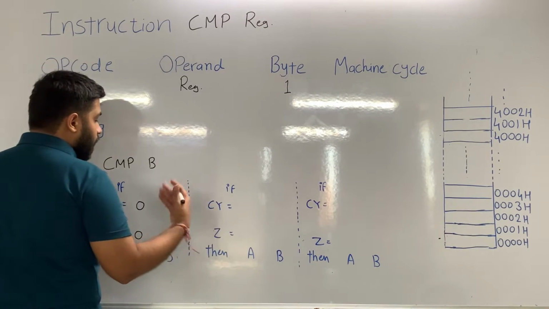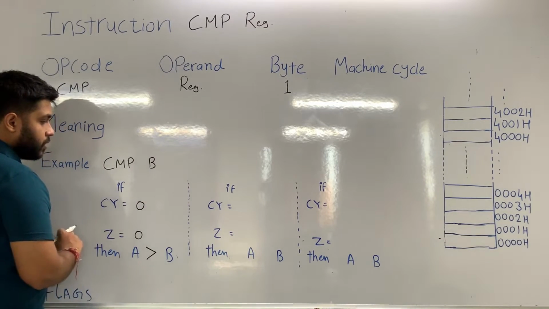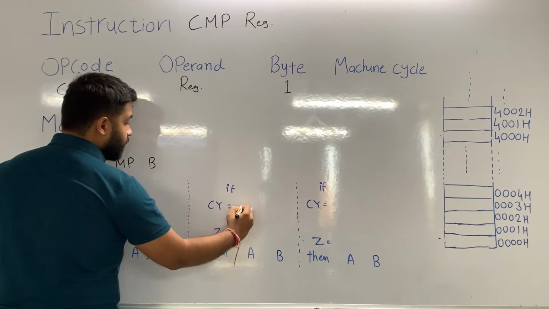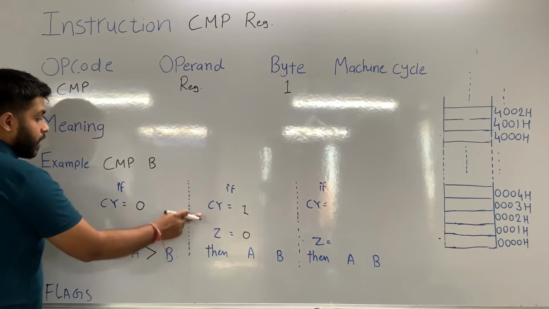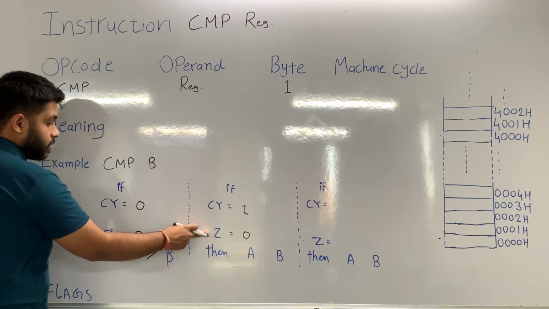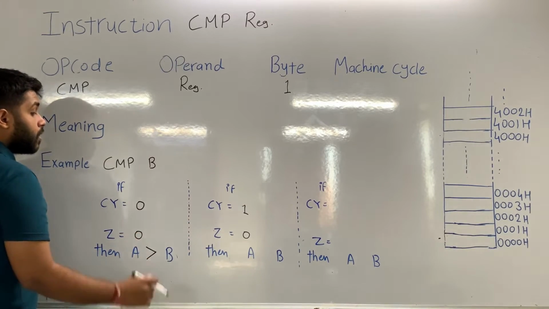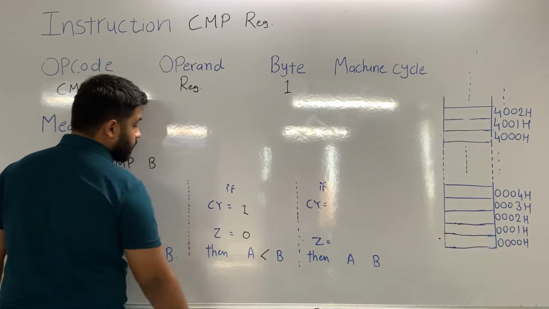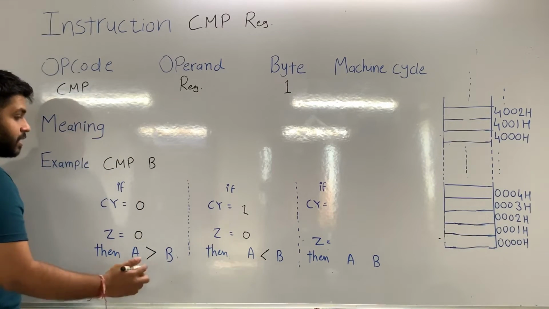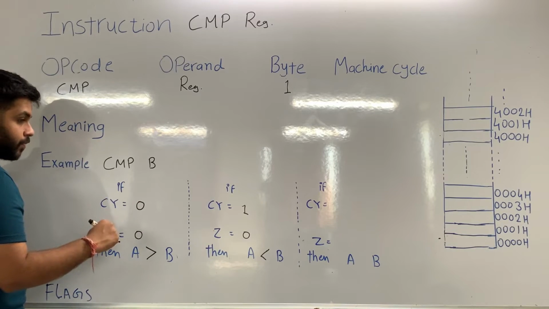Suppose after performing the compare B instruction, the content of carry flag is 1 and the content of zero flag is 0. So when the carry flag is 1 and the zero flag is 0, it means the data in the accumulator is smaller than the register B. It means the answer we are getting is negative.